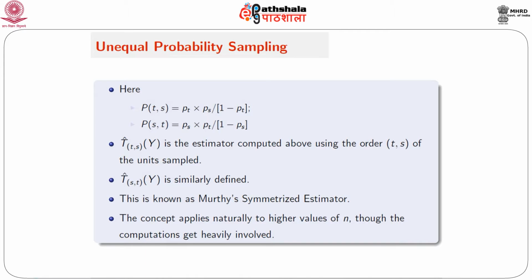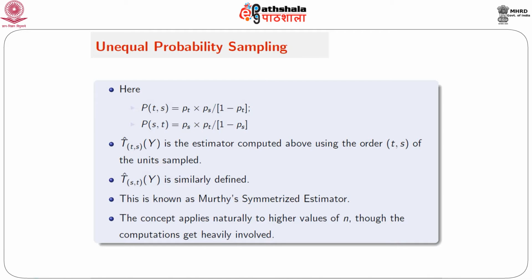So, note that the Desraj estimator is order dependent. That is only the first term, T hat TS. But you think of the other way, as you said: first S would come and then T would come, then it would have been T hat ST. You take their average by using the corresponding probabilities. This is called the symmetrized version of Desraj estimator, and this was suggested by Murthy.